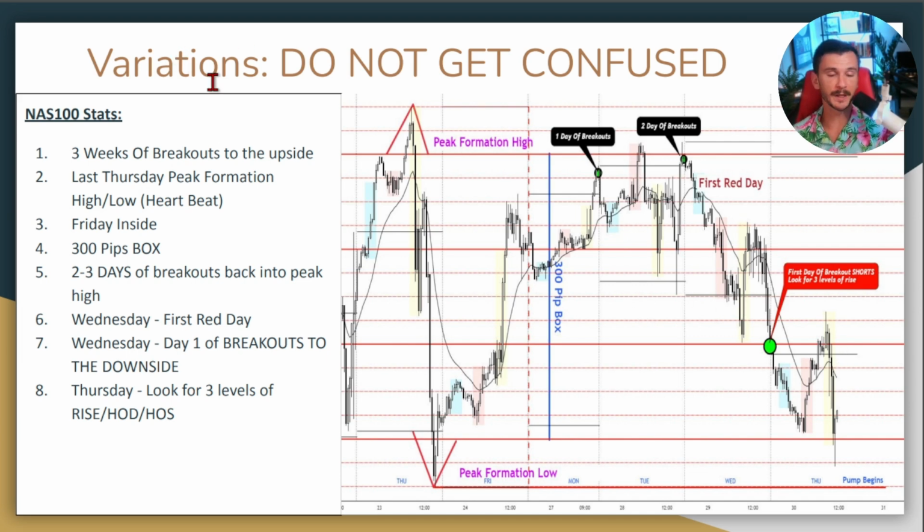So that's why I'm saying don't get confused, because the pumping day actually occurred over here. Then we have a kind of a pause and a peak formation day. Then we get our first red day. So we can look for our trade over here.